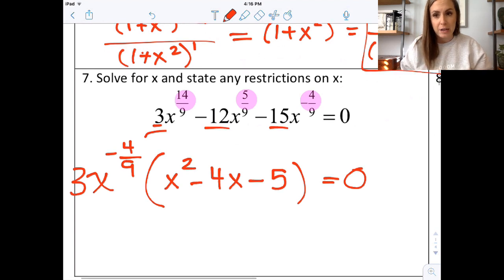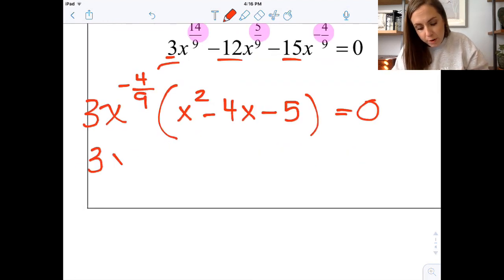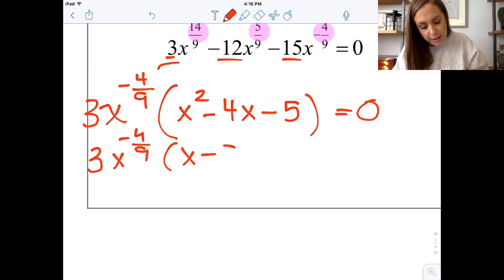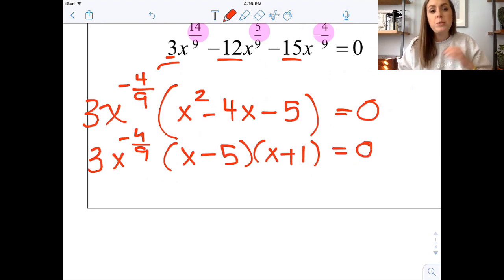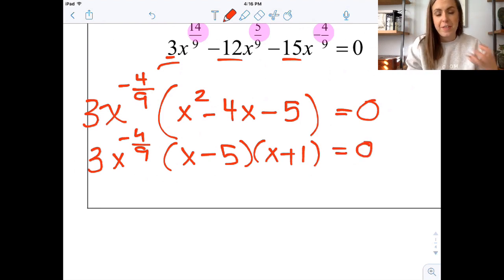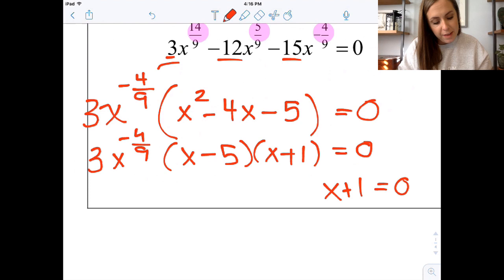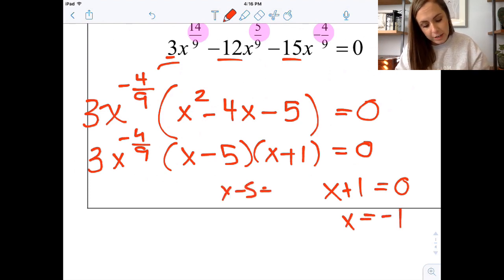Now we can factor that more. So 3x to the negative 4/9. This will give me x minus 5 and x plus 1. And then once we have it in factored form, if they multiply to be 0, each thing could equal 0. So x plus 1 could equal 0. That gives me x equals negative 1. X minus 5 could equal 0, which gives me x equals 5.